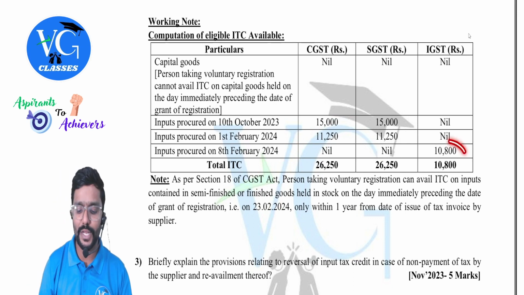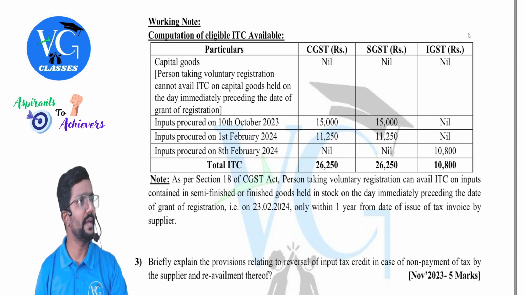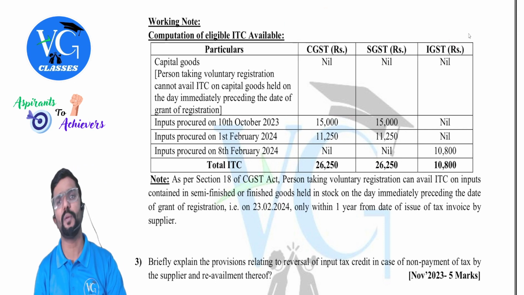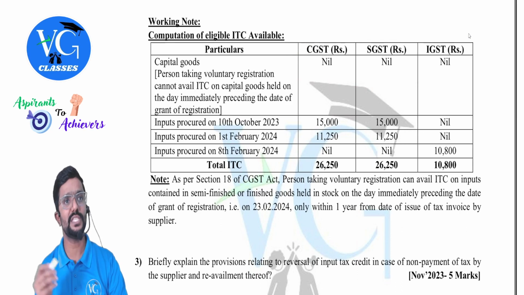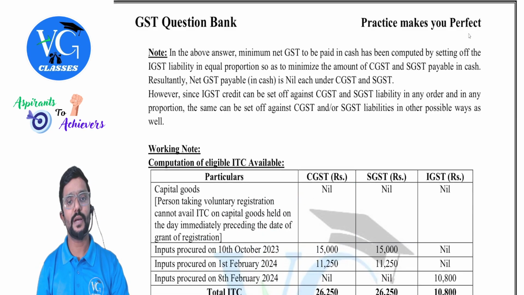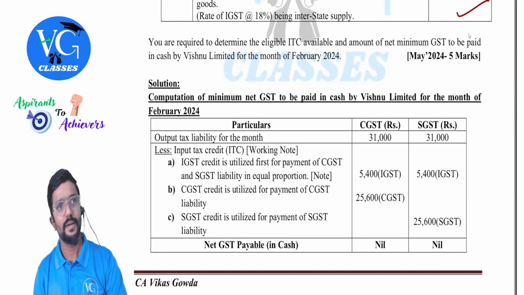Okay, so what is the total credit available, guys? 26,250 each for CGST and SGST and IGST 10,800. Sir, as you taught, can I place this IGST first? Yes, that would be better, guys. Clear? In the suggested answer, they have actually given like this, but I would suggest you to keep this first. Anyway, when it comes to output tax, we have only CGST, SGST. We don't have IGST. Clear?